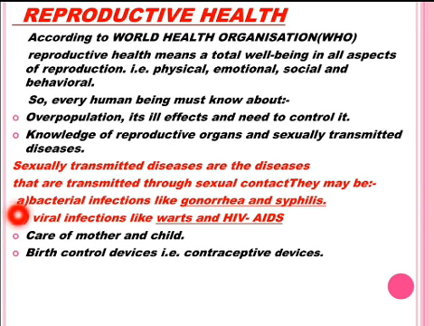Yes, these types of diseases can be prevented by using a covering called a condom by the males during sexual intercourse, which helps to prevent transmission of many of these infections to some extent. Then human beings must know the ways to take care of mother and child and the birth control devices, that is, contraceptive devices.